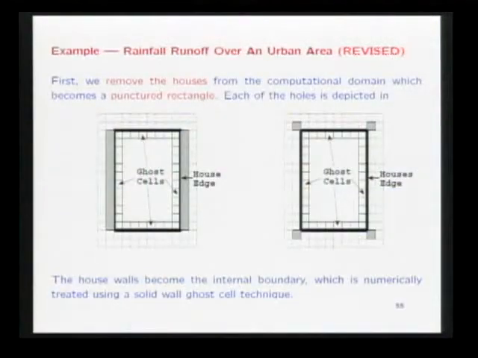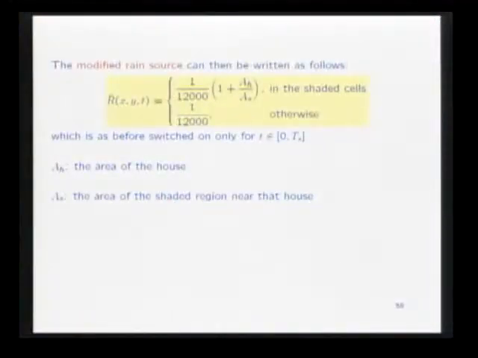It's a rectangular domain with puncture. We removed the houses. We made them like solid walls here. And we looked at the areas near the houses, and we redistributed the water that falls, rainwater falls onto the house, onto this area along the houses. When we did this, the results, so okay, we increased the source near the houses, in the shaded areas.